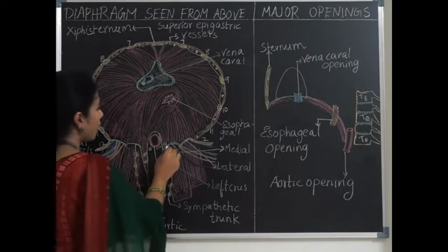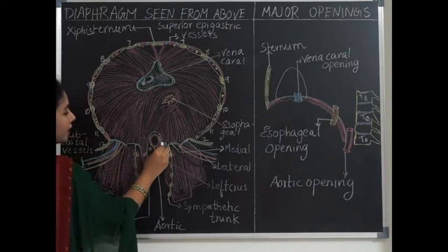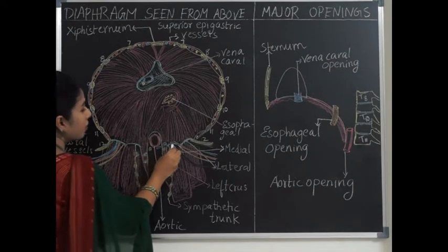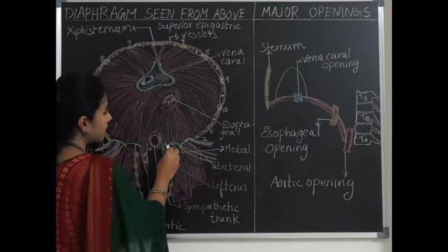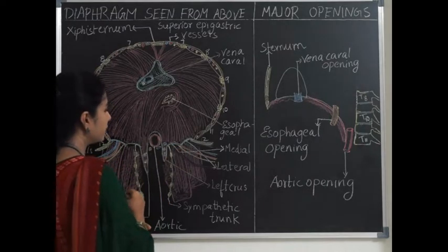So that is about the arcuate ligaments. The median arcuate ligament connects the two crura. The medial arcuate ligament is present in front of the psoas major muscle.